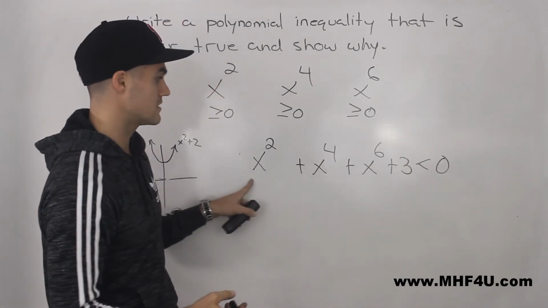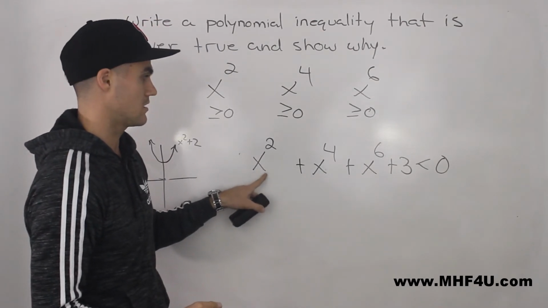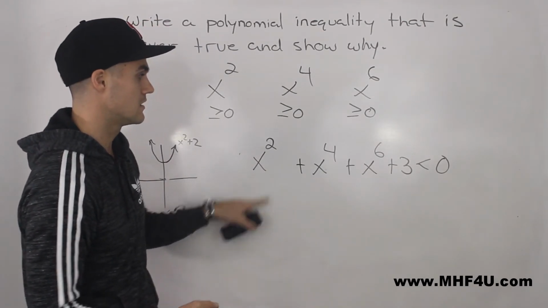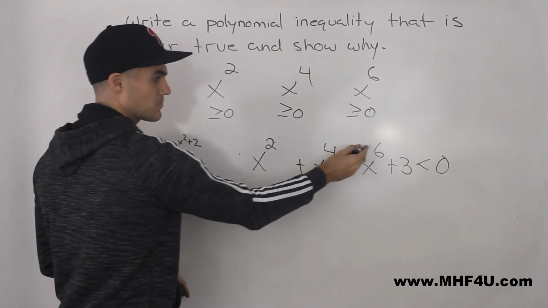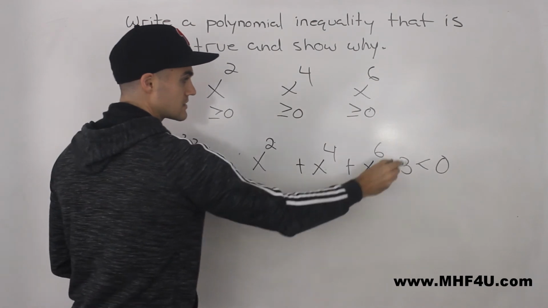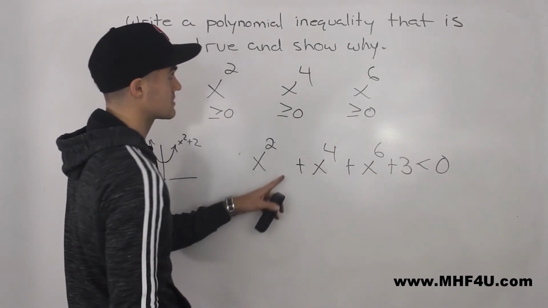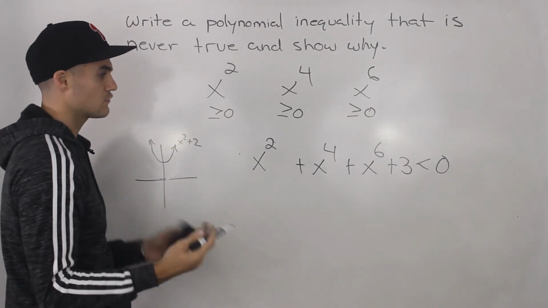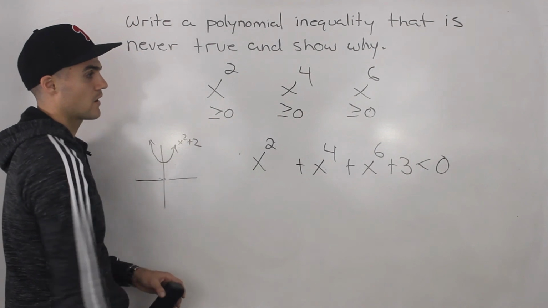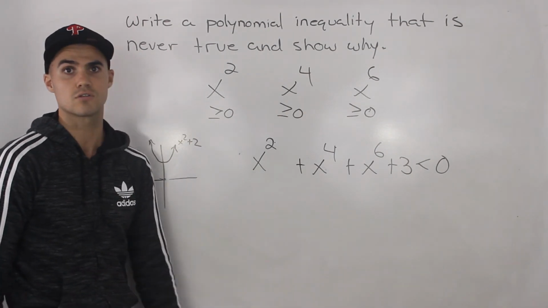I don't know how to graph this right now, this polynomial function on the left side, but we can just tell algebraically, because of these even exponents, that this expression on the left side is never less than 0. So this is another example of an inequality that is never true. Right? So different ways to show it, algebraically, graphically, and just an infinite amount of choices to answer this question.